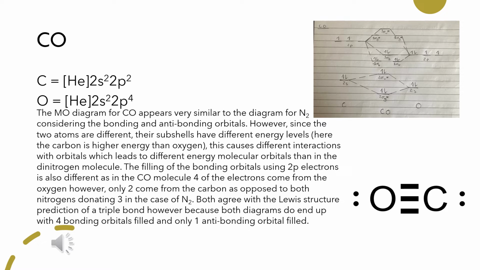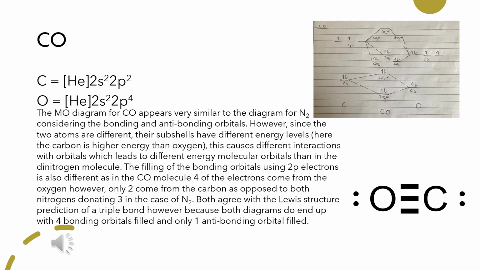The molecular orbital diagram for carbon monoxide is very similar to the diagram for a dinitrogen molecule. This is because the overall number of electrons in each subshell for both molecules is equal. The difference between the molecules and the molecular orbital diagrams is that in the dinitrogen molecule, each atom contributes the same number of electrons, as they are, well, the same atom, both being nitrogen.